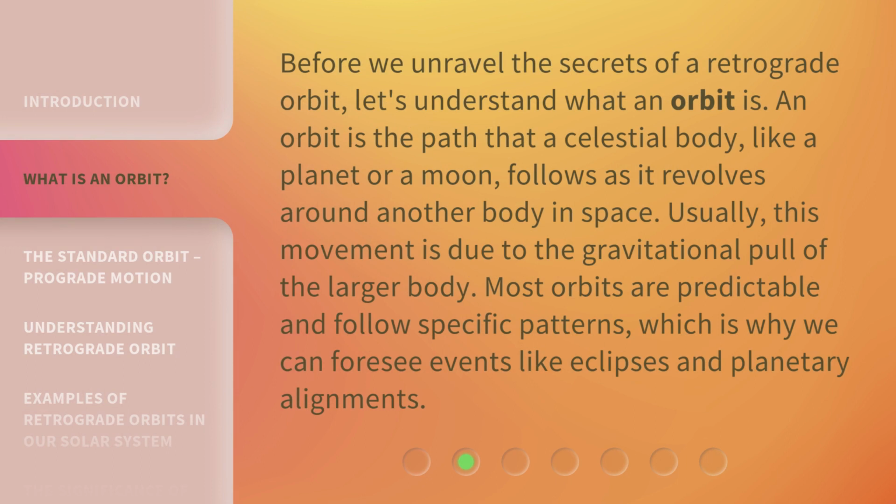Before we unravel the secrets of a retrograde orbit, let's understand what an orbit is. An orbit is the path that a celestial body, like a planet or a moon, follows as it revolves around another body in space. Usually, this movement is due to the gravitational pull of the larger body. Most orbits are predictable and follow specific patterns, which is why we can foresee events like eclipses and planetary alignments.